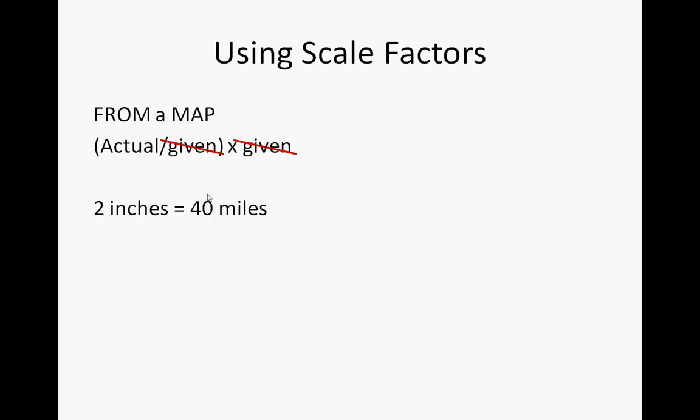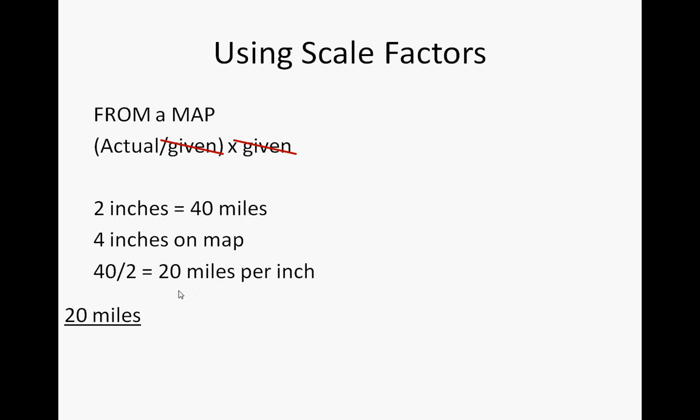So let's do this with our map of Wisconsin. In that case, we had 2 inches equaled 40 miles. And we want to know how far, in actuality, is 4 inches on the map. Well, first, I take this actual to given, so I have 40 miles to 2 inches, which is the same thing as 20 miles per inch. All I did here was simplify this ratio to something easier to work with. So now I'm going to set up my 20 miles per inch and multiply it by the 4 inches on the map. Now if you remember all the way back to unit analysis, these inches will cancel out, and in the end we're just left with 80 miles.